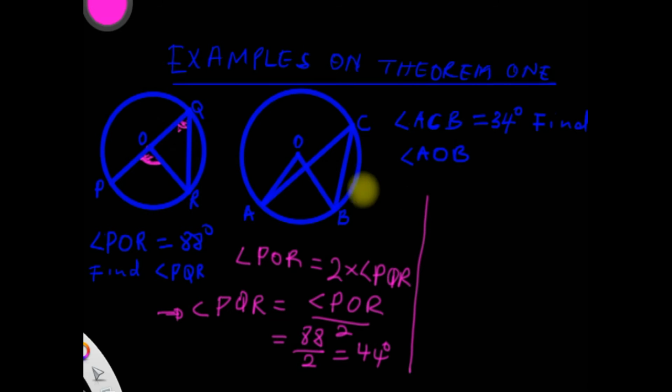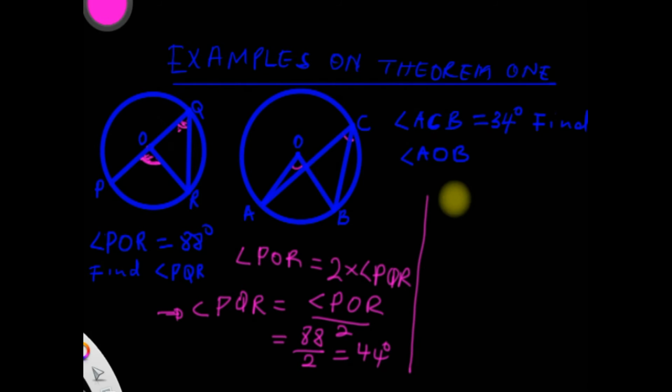So let's just look at another example. We are told that angle ACB is equal to 34 degrees. You find angle AOB. So angle ACB has been given as 34 degrees. We have to find angle AOB, which is the angle at the center.